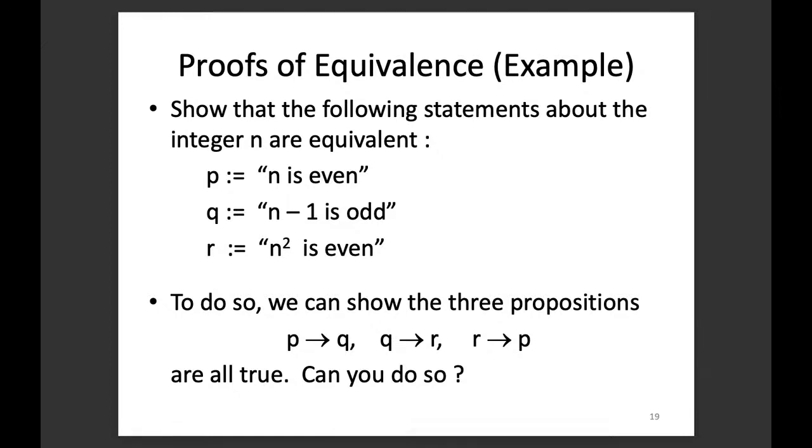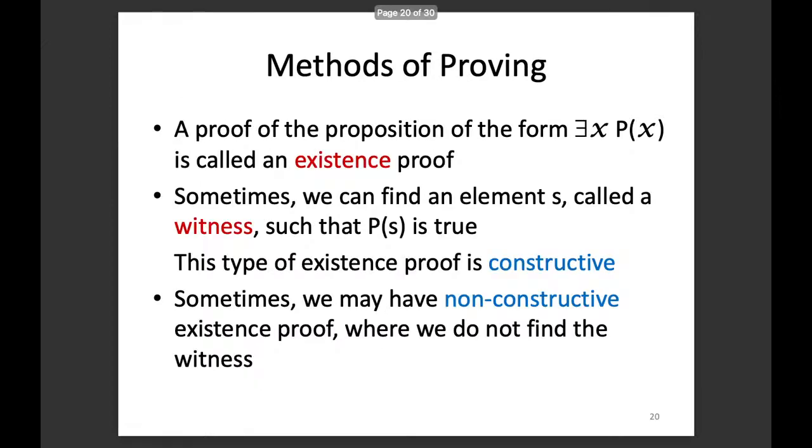So we assume that not P is true, then we hope to get not R. So we assume that n is odd, and we hope to get that n squared is odd. This is done before. So that's it. This is how we show the statements are equivalent by this circular thing, circular implication.